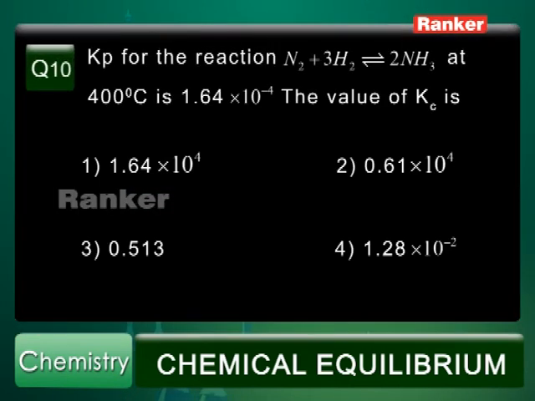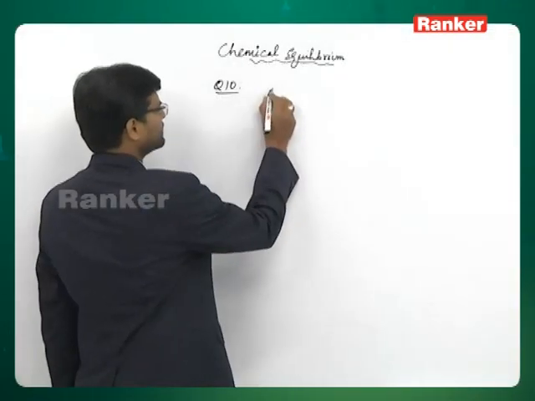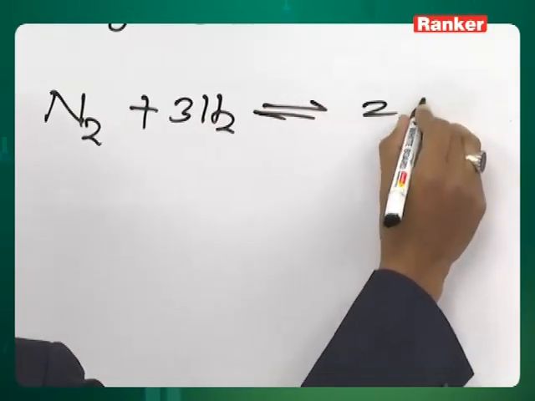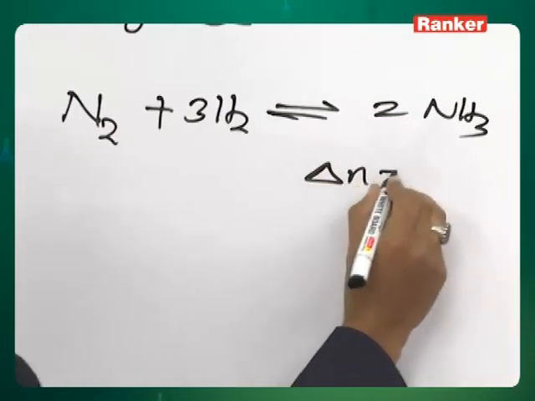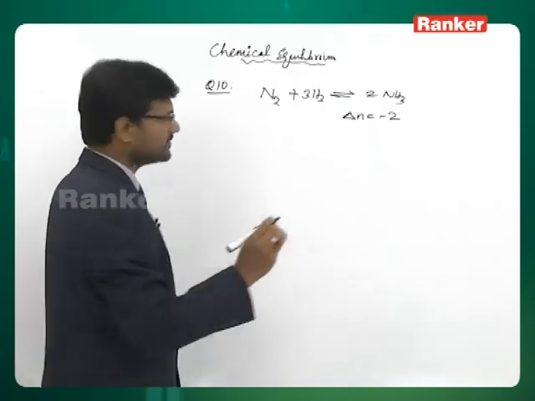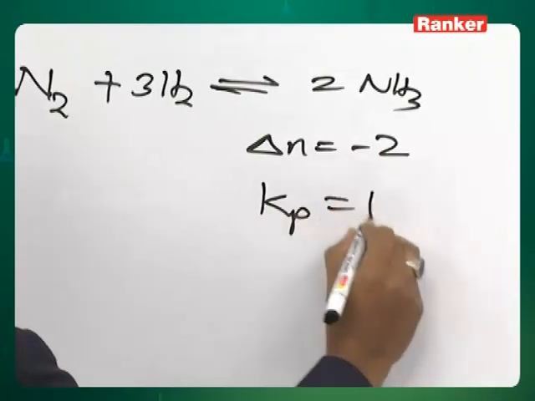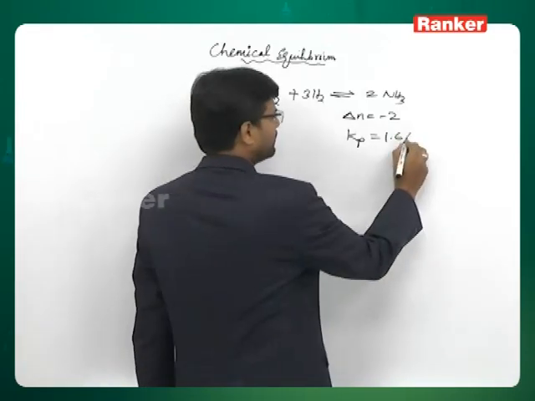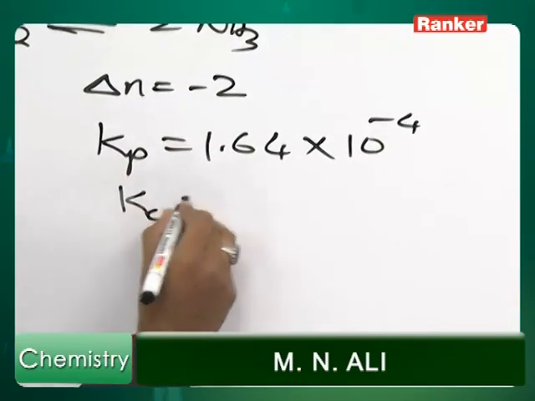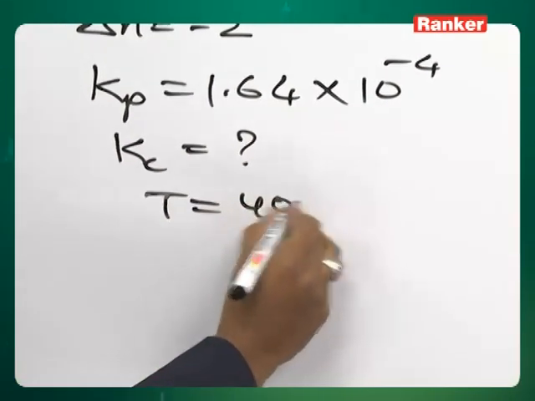Question number 10. Kp for the reaction N2 plus 3H2 gives 2NH3 at 400 degrees Celsius is 1.64 into 10 raised to minus 4. The value of Kc is asked. The reaction is N2 plus 3H2 gives rise to 2NH3. For this reaction, delta n is minus 2. Kp is given as 1.64 into 10 raised to minus 4, and what is asked is Kc. Temperature is given as 400 degrees Celsius.